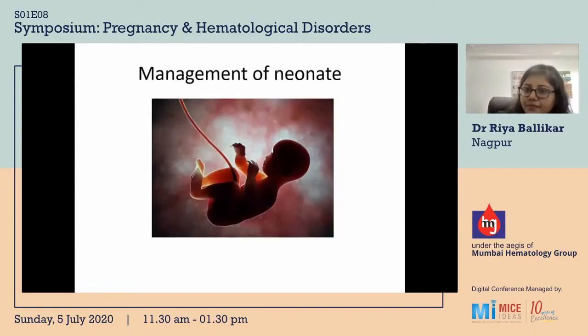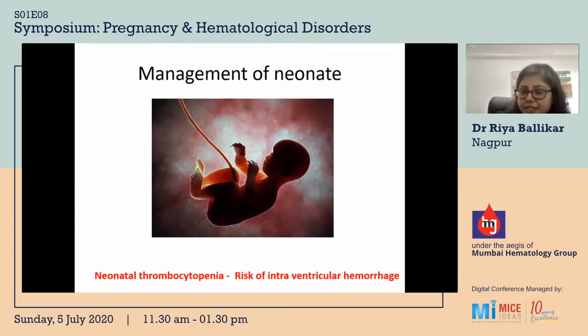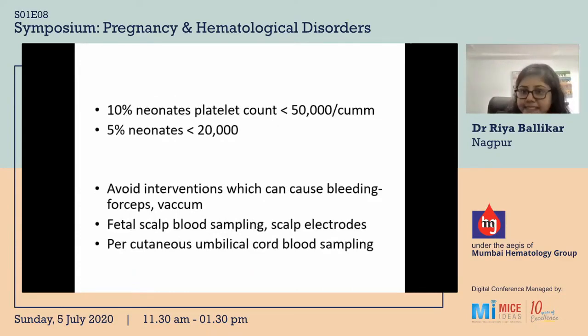Management of the neonate is very, very important in ITP because neonatal thrombocytopenia is common. It is seen in 5 to 10% of pregnant patients with thrombocytopenia or ITP. And the risk of intraventricular hemorrhage is real. It is 0.5 to 1.5%. And the child can either die because of this IVH or can have permanent neurological impairment. This is the incidence. If the baby's platelet count is less than 50,000, 10% of neonates fall in this category, and 5% of neonates would have a platelet count less than 20,000.